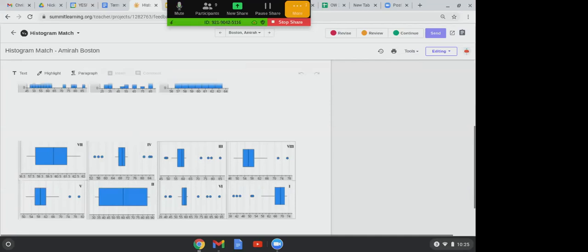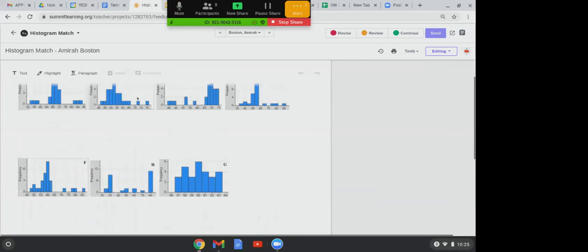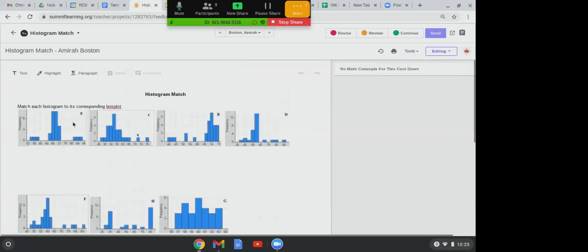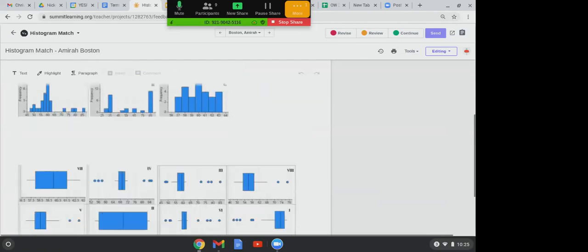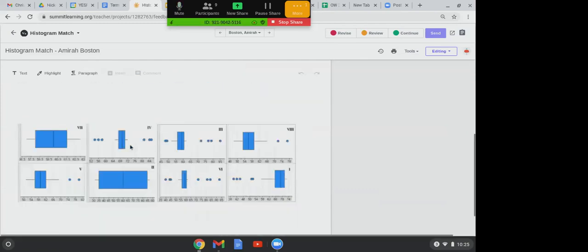So histogram E matches box plot 4. So your answer would be E4. Make sense? I'm going to have lab this afternoon, so don't panic. Okay, but that is what your task is.